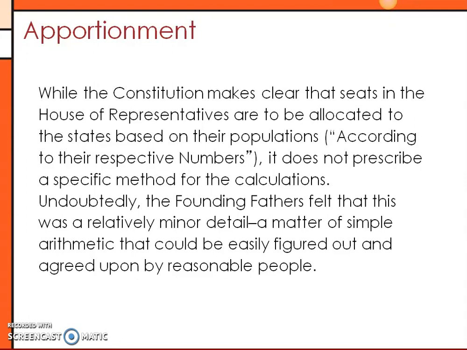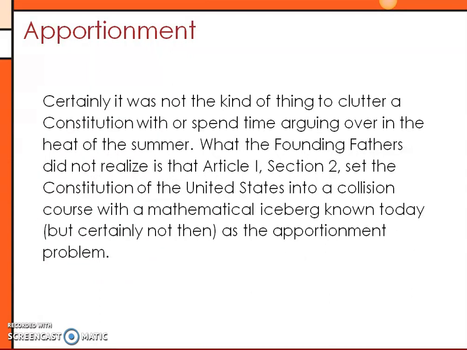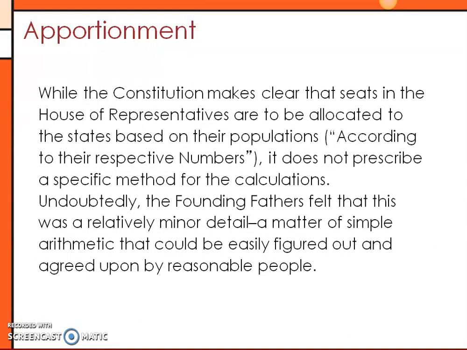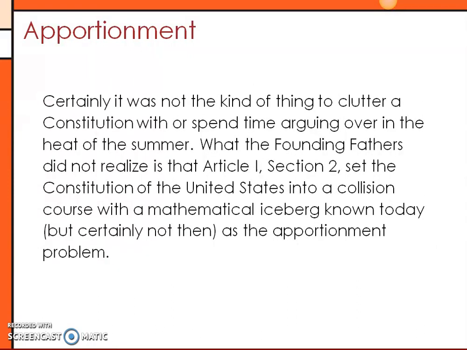While the Constitution makes it clear that the seats in the House are allocated based on the populations, according to their respective numbers, is what it says, it doesn't say exactly how to do that. So they probably figured that was a minor detail and a little bit of arithmetic they could agree upon. What they didn't know is they were setting themselves up for the apportionment problem. How can you actually do this fairly? Because they just said, according to their respective numbers. So we'll look at a couple scenarios and see why that might not be as easy as it sounds all the time.